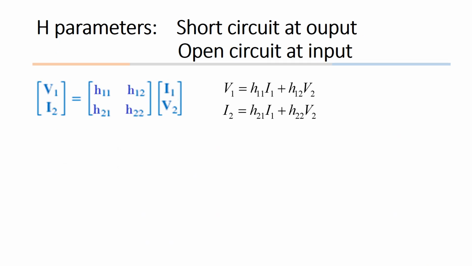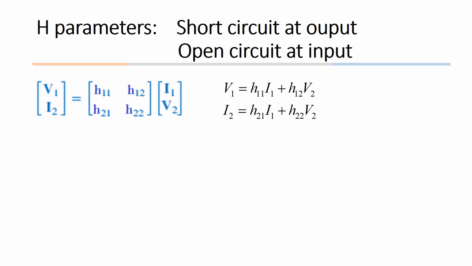The third parameters that we want to investigate is the H parameters. It is actually a combination of the short circuit and open circuit tests. Because the H parameters are represented by the equations of V1 and I2. So in the equations, you will have the H parameters multiplied by I1 and V2.